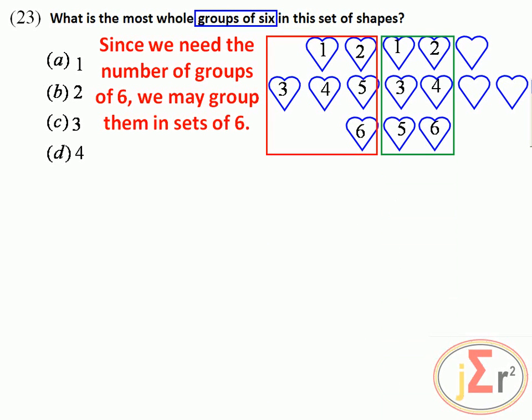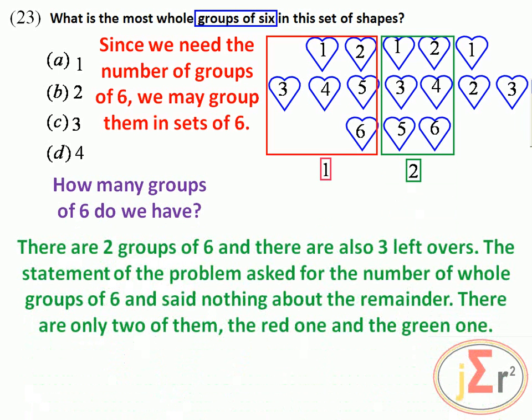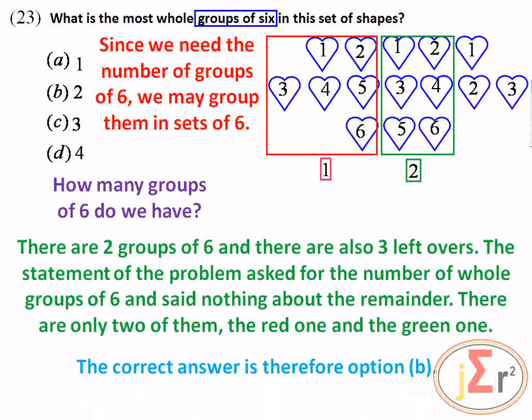Which is right. How many boxes do we have? 2. How many groups of 6 do we have? We have 2 groups of 6. There are 2 groups of 6 and there are also 3 leftovers. The statement of the problem asked for the number of whole groups of 6 and said nothing about the remainder. There are only 2 of them. Only 2 whole groups of 6. We have the red one and the green one. Only 2 of them. The correct answer is therefore option B.